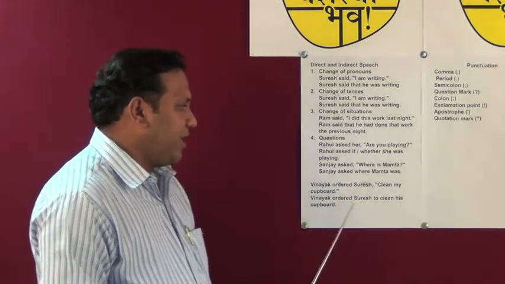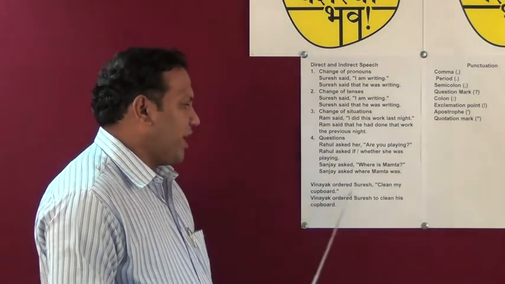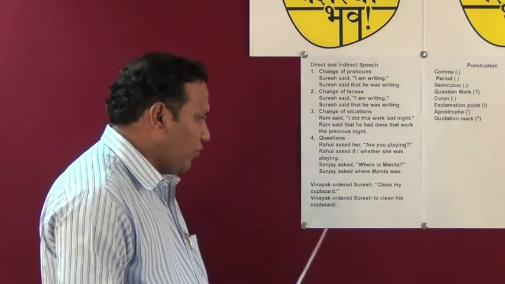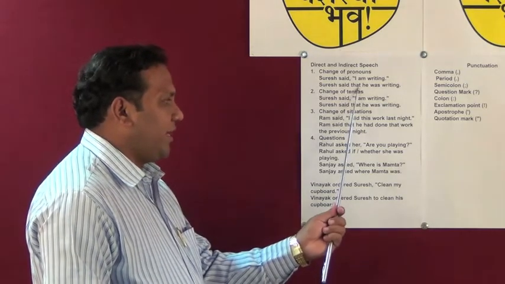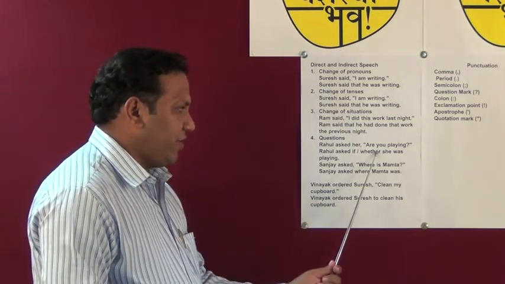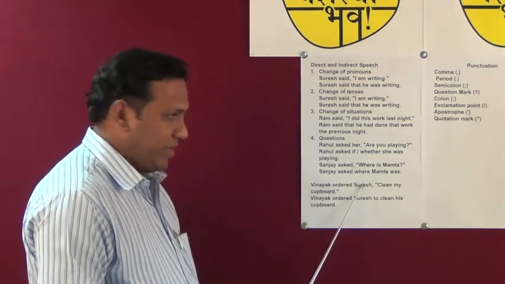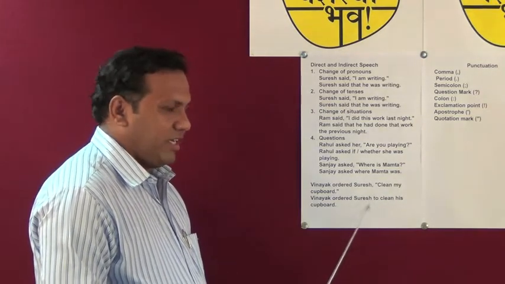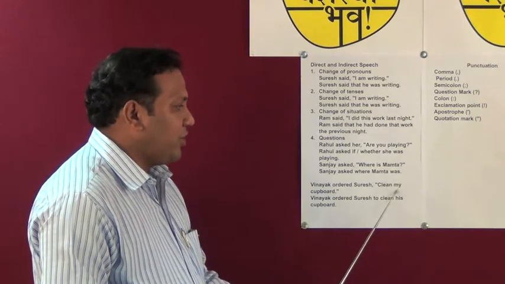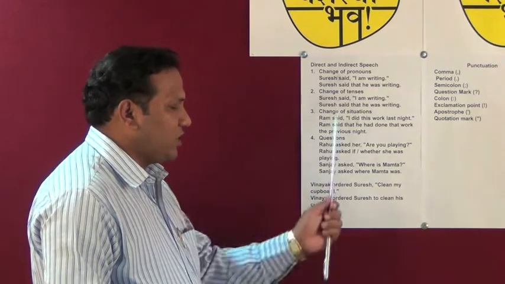Now in case of order, that is another type of sentence. Vinayak ordered Suresh, "Clean my cupboard." This is an order, but here again you will find that the connector is different. In a simple statement we use that, in a question we use if and whether, in a WH question we use the WH word, and in a positive order as it is, we use to: to clean. So to is the connector that we use, clean remains the same, then change my, that is the pronoun, into his, and cupboard remains the same.